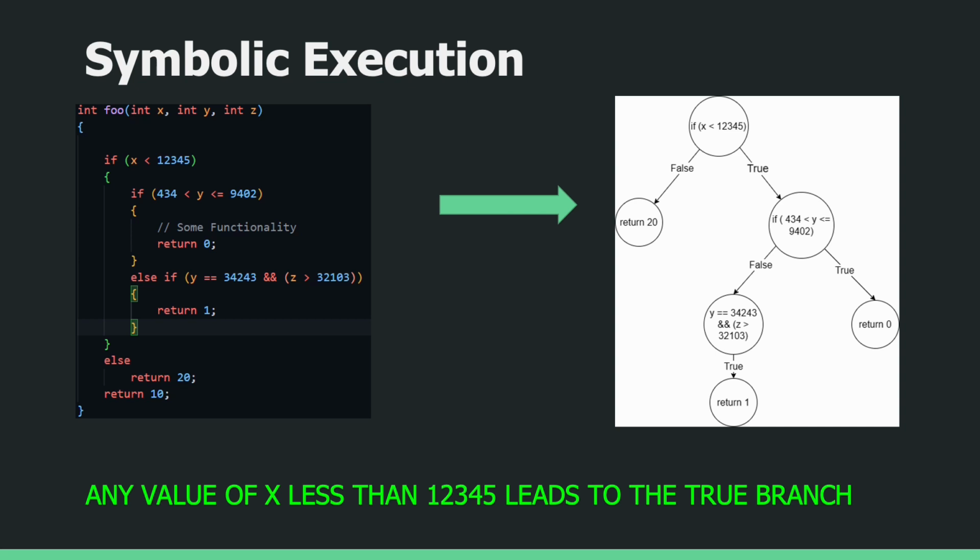Any value in compartment A which is less than 12345 will lead to the true branch, and any value in compartment B which is greater than 12345 will lead to the false branch. So we can say that we have essentially divided the sample space of the variable x into two simple classes, where no matter what value we choose from any of these classes, the program execution has no effect on the value itself.